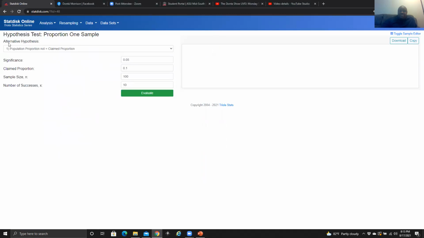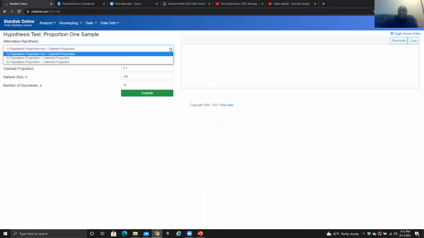Now you're going to be dealing with an alternative hypothesis, and it's going to be one of these three: the population proportion not equal to your claim proportion, or the population proportion greater than the claim proportion, or the proportion less than the claim proportion. All right, if P is equal to 0.75, the opposite will have to be not equal to. So the one we're going to have to select here in this case is not equal to. Your population proportion will be not equal to your claim proportion.